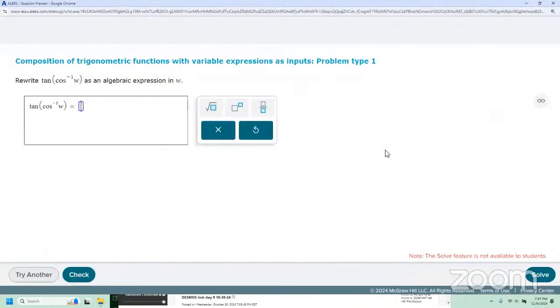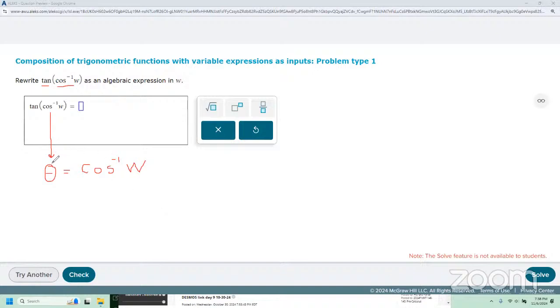Okay. And here's the thing about this one. I have to do it. I hate doing this with the annotate, but I'm going to do it. This is the tangent of the inverse cosine of W. Let's talk about this right here. That must be some angle, so I'm going to call that angle theta. You can call that anything you want. Theta is equal to the inverse cosine of W.